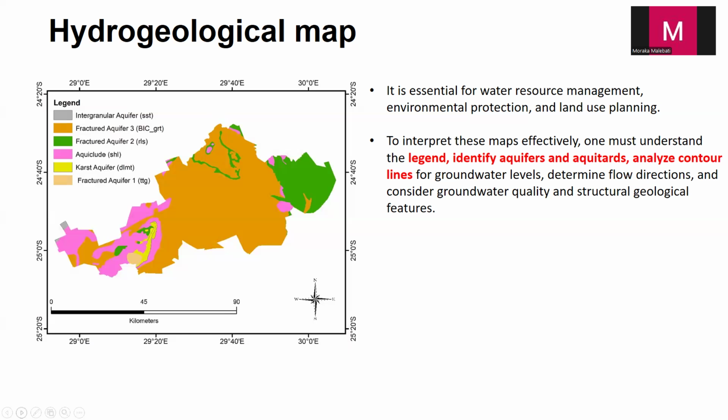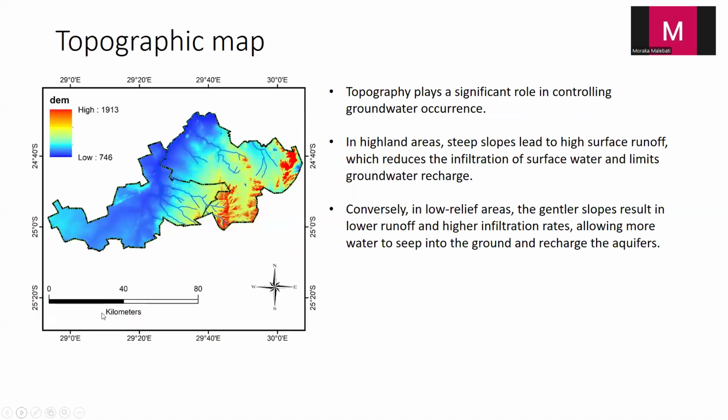But if we can consider the parameters, the connectivity, the density, the aperture, and many other parameters when we are mapping the fractures, then the fractured aquifers can also serve as good regions for borehole siting. Okay, so the last map would be the topographic map.